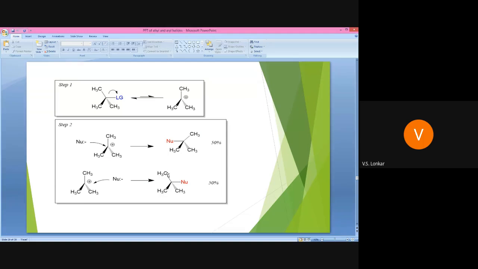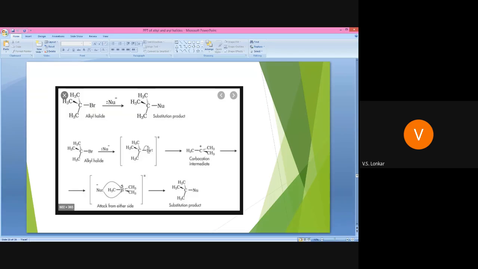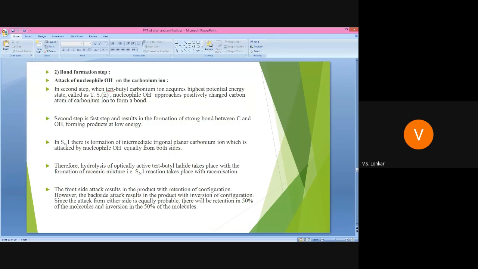See here, it is a second transition state, and in the second transition state the nucleophile OH minus can attack the carbocation from both sides. And we get our desired product. Therefore, hydrolysis of optically active tertiary butyl halide takes place with the formation of a racemic mixture. This means the SN1 reaction takes place with racemization, meaning inversion as well as retention takes place.